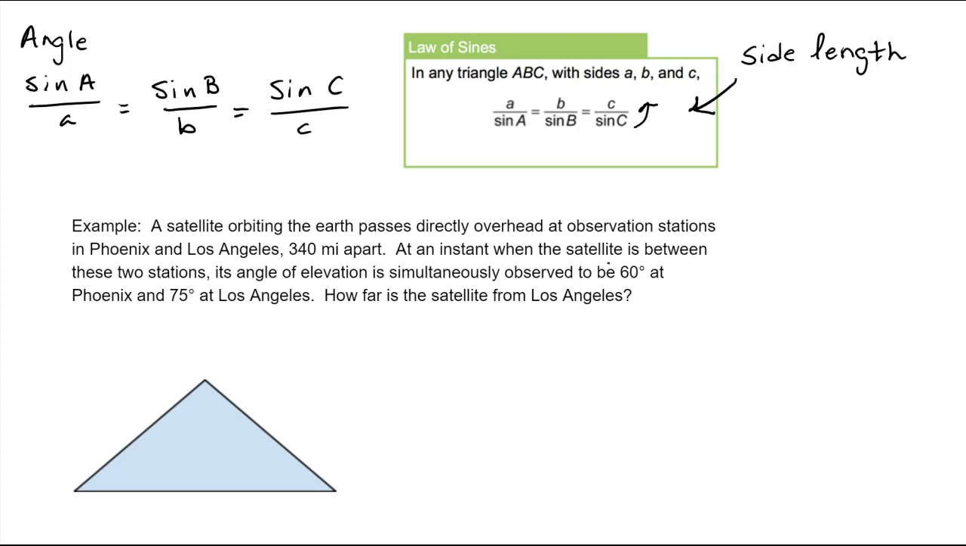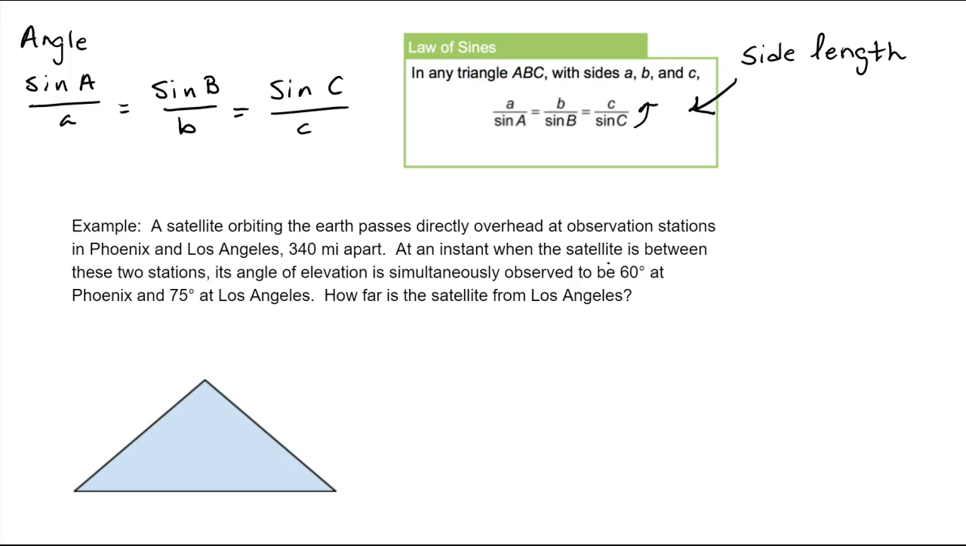Okay, so let's take a look at an example here. It says a satellite orbiting the Earth passes directly overhead at an observation station in Phoenix and Los Angeles, which are 340 miles apart. At an instant when the satellite is in between these 2 stations, its angle of elevation is simultaneously observed to be 60 degrees at Phoenix and 75 degrees at Los Angeles. How far is the satellite from Los Angeles?